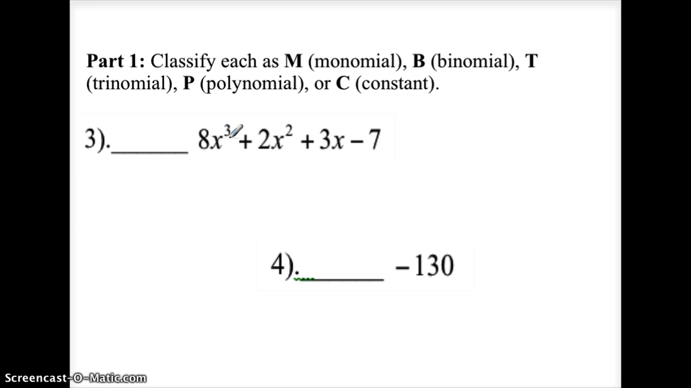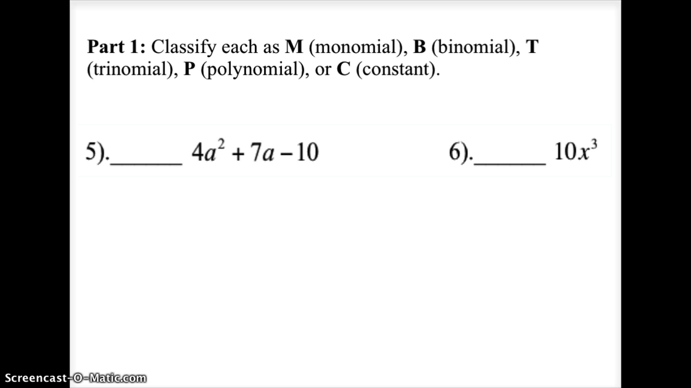If you look at number 3, we've got 1, 2, 3, 4 terms, because those are all separated by plus or minus signs. So 4 or more, if you recall, was a polynomial. Now here we have a plain old number. There's no variable, no letter, it's just negative 130. So recall that that's a constant. I'm skipping some numbers because we did this worksheet in class, so I know I skipped 4 in case you were wondering. But let's look at this one. We've got 1, 2, 3 terms, so we would classify it as a trinomial.